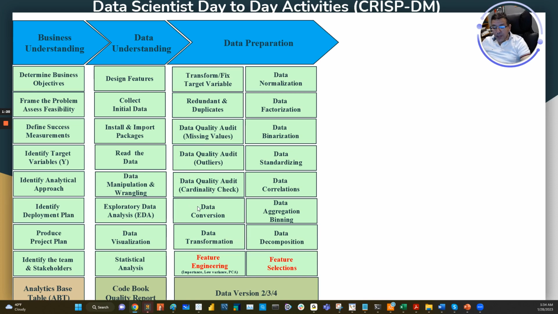Then we need to learn how to normalize, factorize, binarize, standardize. We just talked about correlation analysis. We are not doing data decomposition because it's related to time series. But out of this, you don't have to do everything that you see in this graph. And by the way, this is not an exhaustive list of what needs to be done.